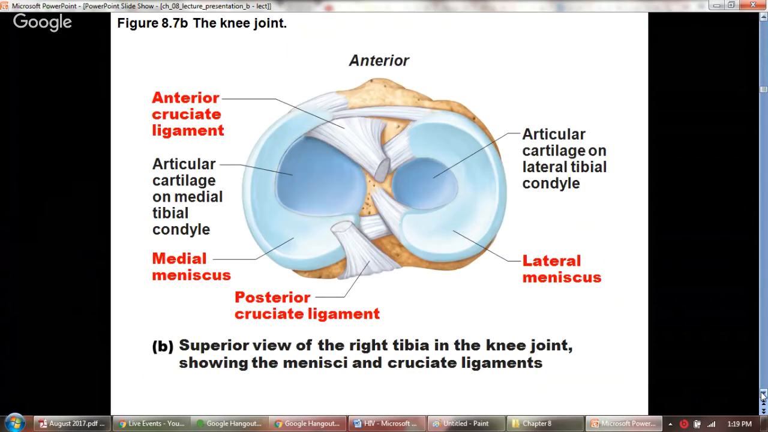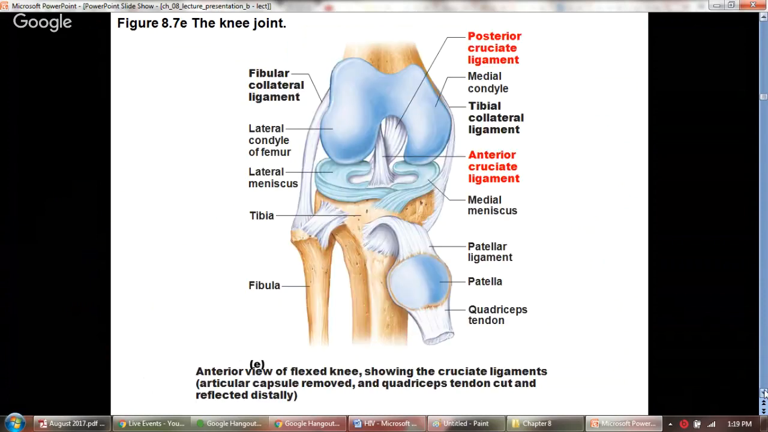Here it shows the superior view of the right tibia and the knee joint, and it shows the menisci and the cruciate ligaments. So these are the two cruciate ligaments: this is the posterior cruciate, this is the anterior cruciate, this is the lateral meniscus, the articular surface, this is the medial meniscus. And of course, this is again showing the anterior and posterior cruciate ligaments with their attachments.